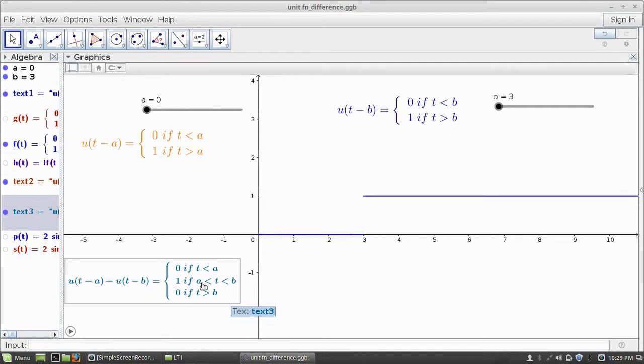When a is less than t is less than b, the first function has the value 1 and the second function has the value 0. So 1 minus 0, that is 1. And for t greater than b, the first function u(t minus a) has the value 1 and the second function also has the value 1. So the difference is 1 minus 1, that is 0. Now we can see the graph of this difference of unit step functions.